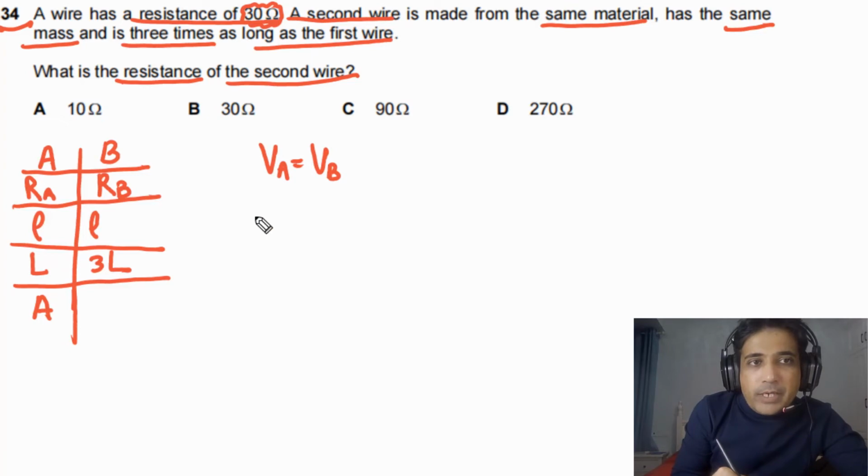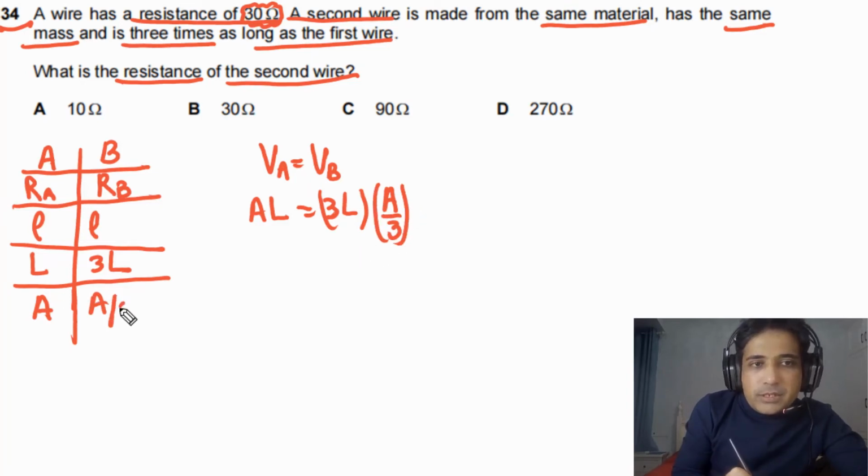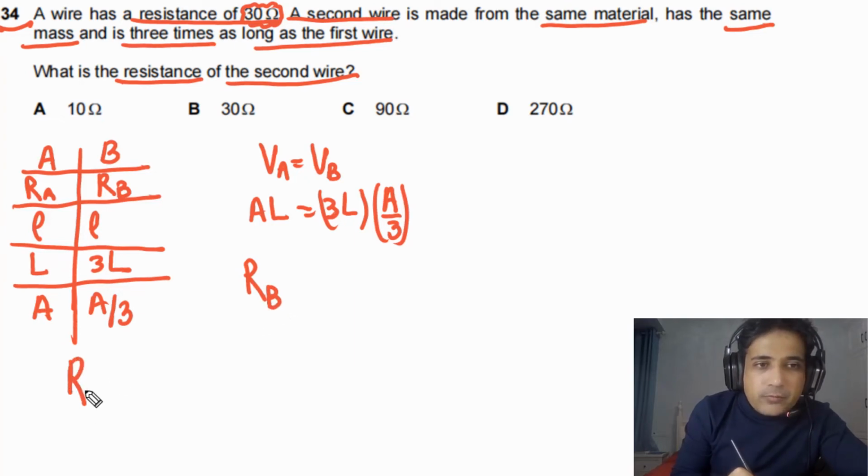The volume of wire A, we can simply write down, is A times L. And the length of the second wire is 3L. So the cross-sectional area of this wire has to be equal to A by 3. So we can write down this is A by 3. Now in this case, we need to find the resistance of the second wire, meaning the resistance RB. We can write down the resistance of RA.